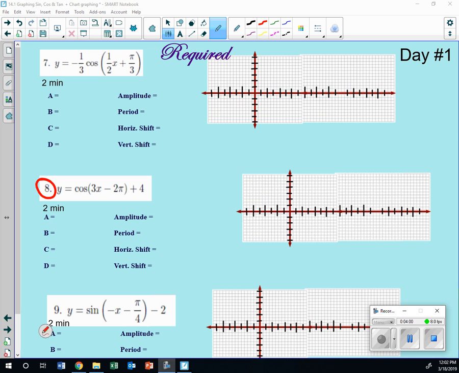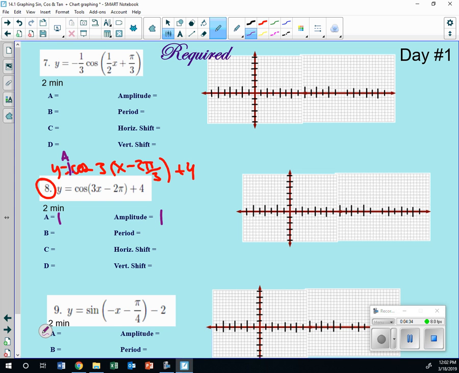Do this one. Number 8. What's the first thing you want to do to this one? Factor out, because it's not a shift of 2 pi unless it's x minus something. So we're going to factor out a 3. So you're going to get 3 times x minus 2 pi over 3. And you could do that: 3 times what is 2 pi, and you can see where it would be 2 pi over 3. Plus 4. So this one's got it all, except an amplitude. It just has 1 for an amplitude.